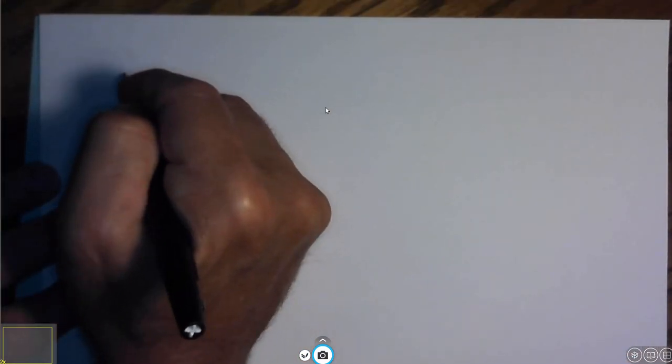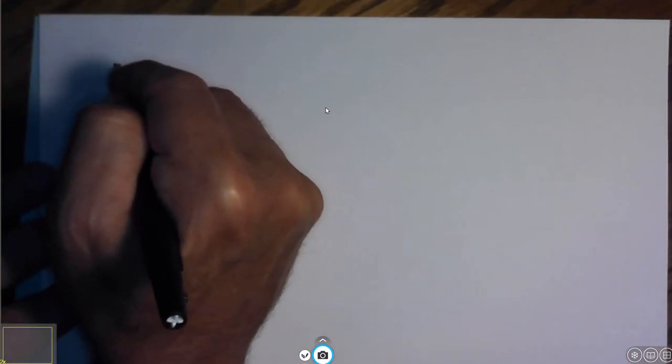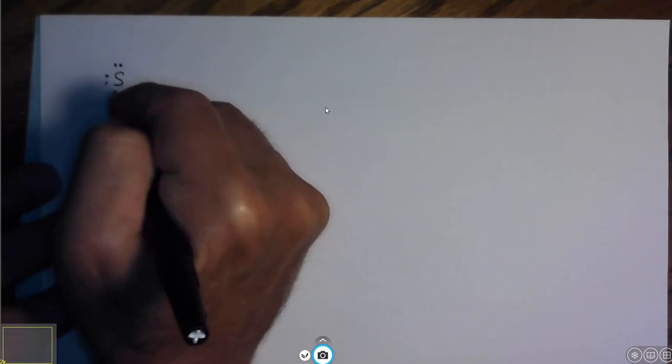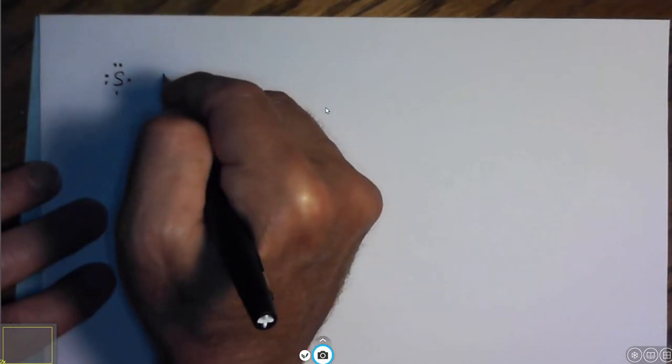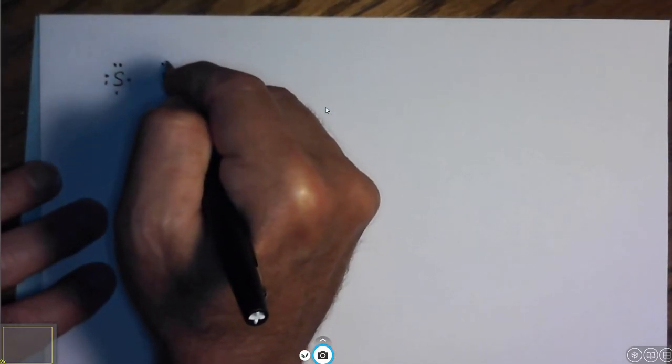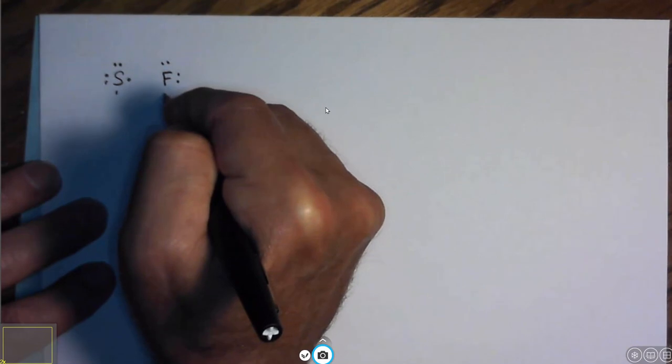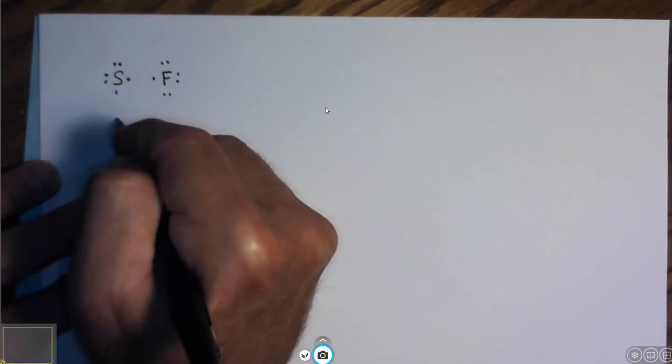Determine the hybridization of the sulfur in sulfur difluoride. Show all your work. Okay, so what we need to do first of all is to find out what that looks like. We can use electron dots. Okay, so sulfur has 6 electron dots, and it was difluoride. Okay, and so fluorines have 7 electron dots, and there were 2 of them.